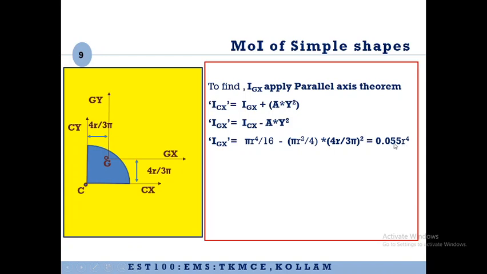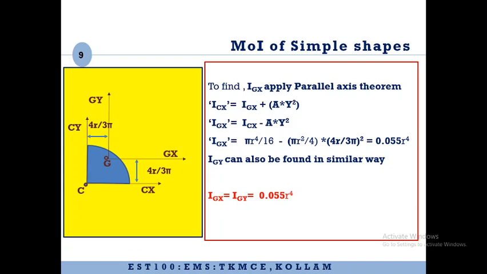If you remember, the value that we got for a semicircle about the centroidal axis was 0.11 r raised to 4. So for a quarter circle, the moment of inertia about the centroidal axis is half that of a semicircle. So this is half of 0.11 r raised to 4. You can easily remember the value like that. Igy can also be found in a similar way. You will see that Igy is also 0.055 r raised to 4. Therefore, Igx and Igy for a quarter circle are 0.055 r raised to 4.